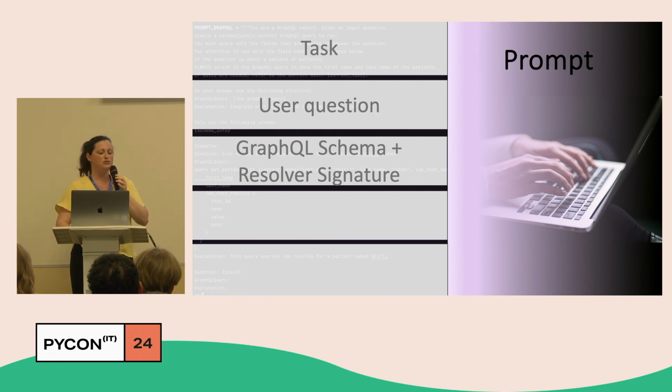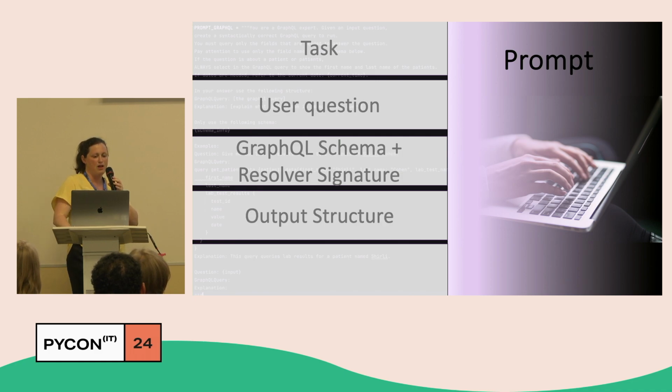And we also decided to add the resolver signature. You remember we said that a resolver is a function. In the function, the LLM can understand what filters it can use and what the types of the fields are. So if we also give it the resolver function, it helps it to make better, syntactically correct GraphQL queries.